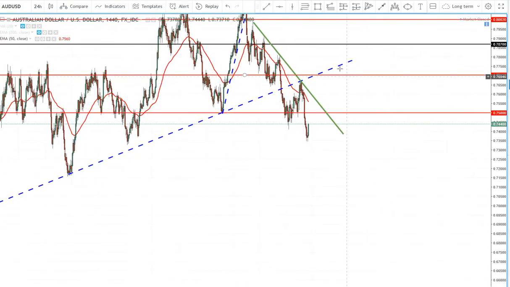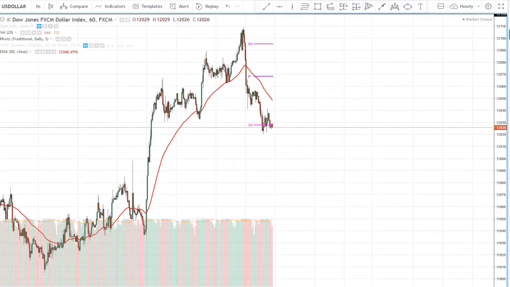So although it tests 77, you'll probably find it to be like a little mini double top pattern on 77 and then break back down again. So for this week, I do feel the Aussie dollar will actually increase in value now.